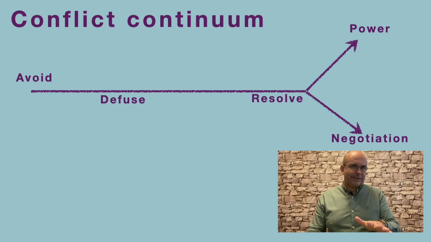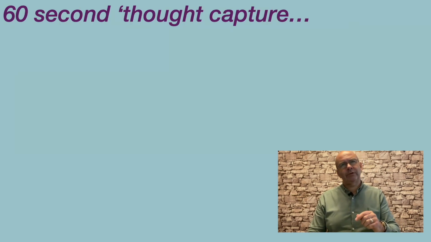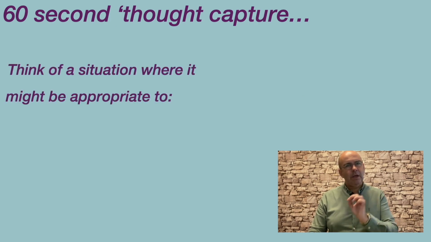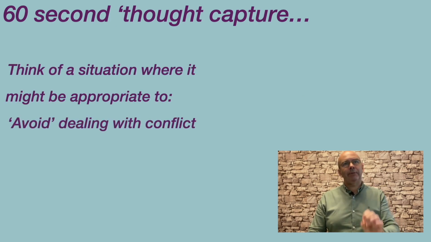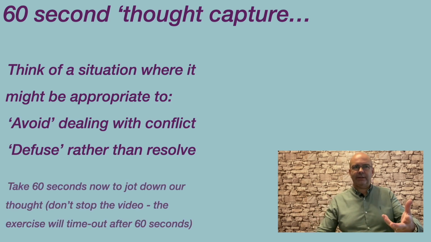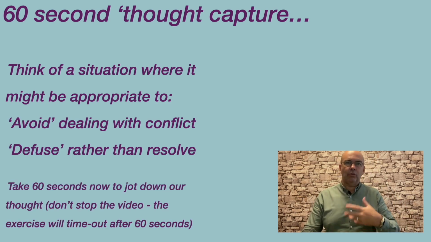So, another 60-second capture. Think of a situation where it might be appropriate for you to avoid dealing with conflict. I did kind of hint that there may be times. So when do you think it might be useful to avoid, or the right thing to do? And also, when do you think it might be particularly useful to diffuse rather than resolve? I've already given a general idea, but think about a situation in your own student leadership, or perhaps in your own life, where diffusing is the name of the game.